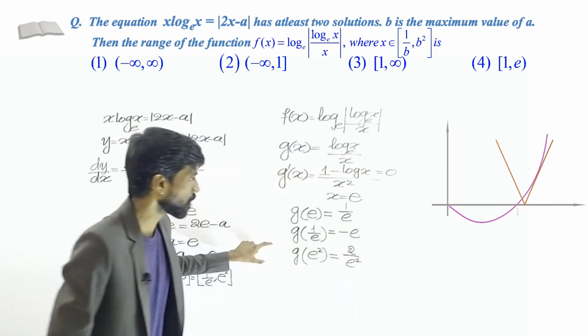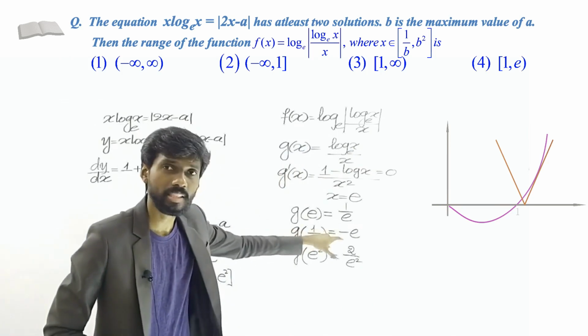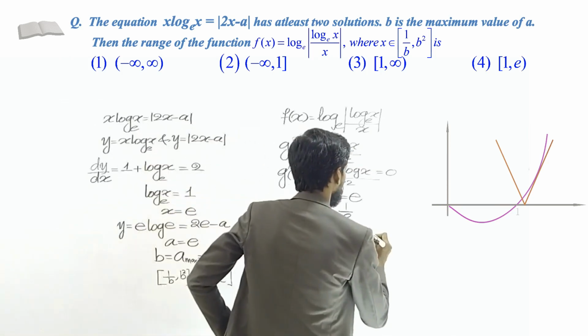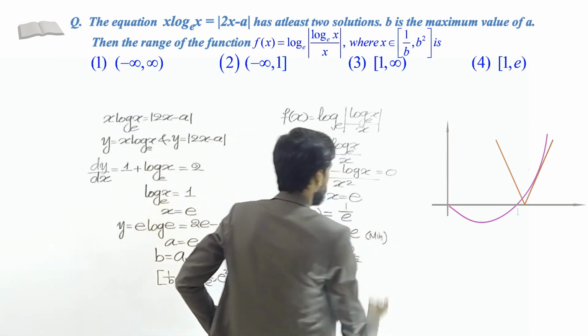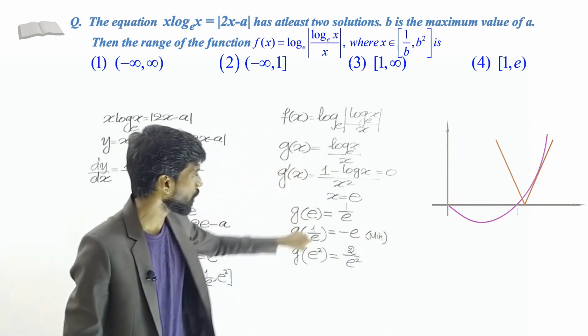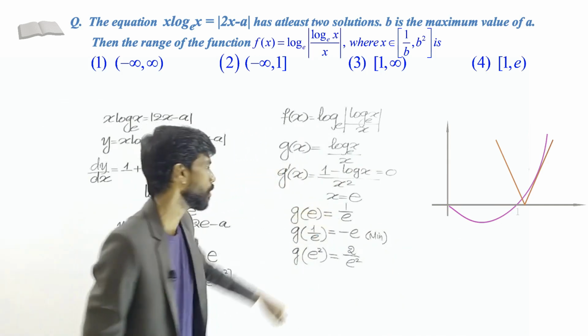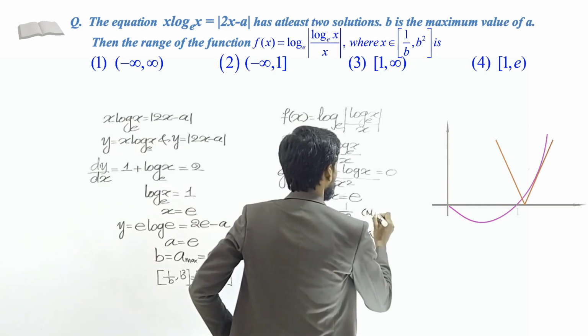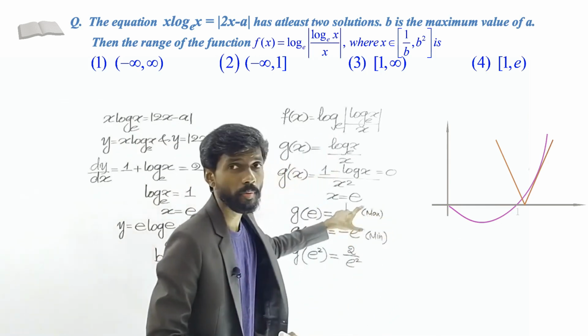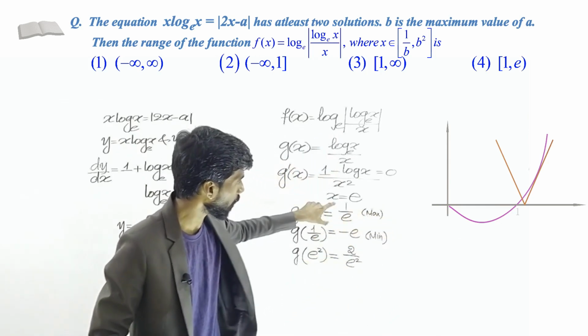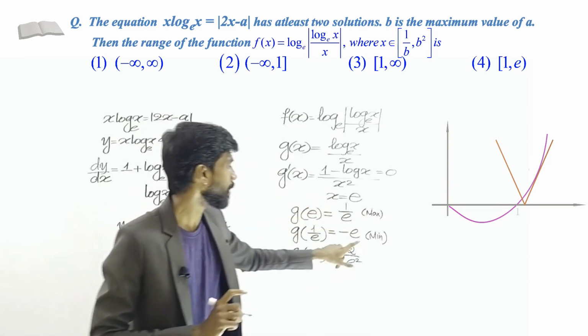So g of x has minimum value minus e. This is the minimum value among these three. So the minimum value is this. And what is the maximum value? That is 1 by e only. So that is the maximum value. This is the maximum value because this is smaller than this, right? So 1 by e is the maximum value and this is the minimum value.